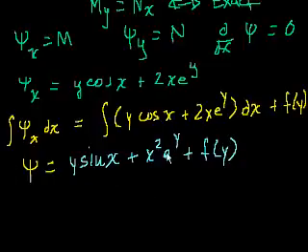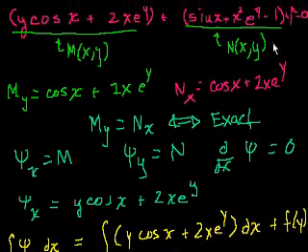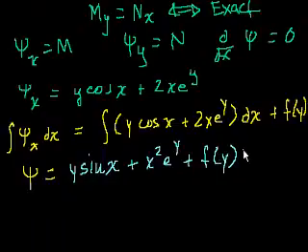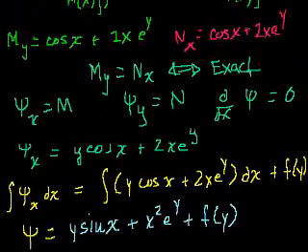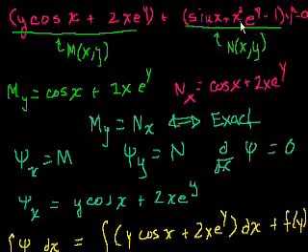If you take the partial of this with respect to x, you're going to get this in here, which is our function m up here. And then when you take the partial of the function of y with respect to x, you'll get 0 and it'll get lost. Okay, so we're almost there. We've almost figured out our xi, but we still need to figure out this function of y. Well, we know that if we take the partial of this with respect to y, since this is an exact equation, we should get our n function.